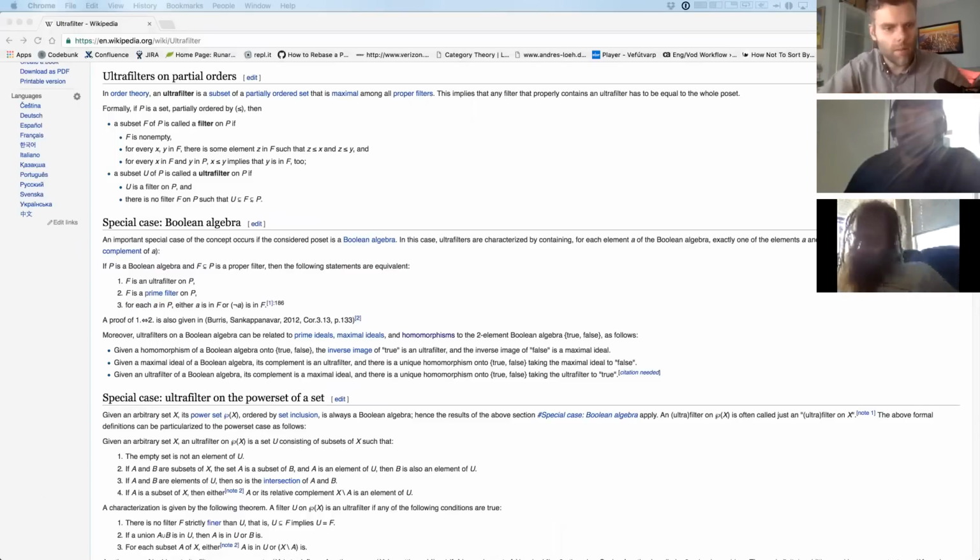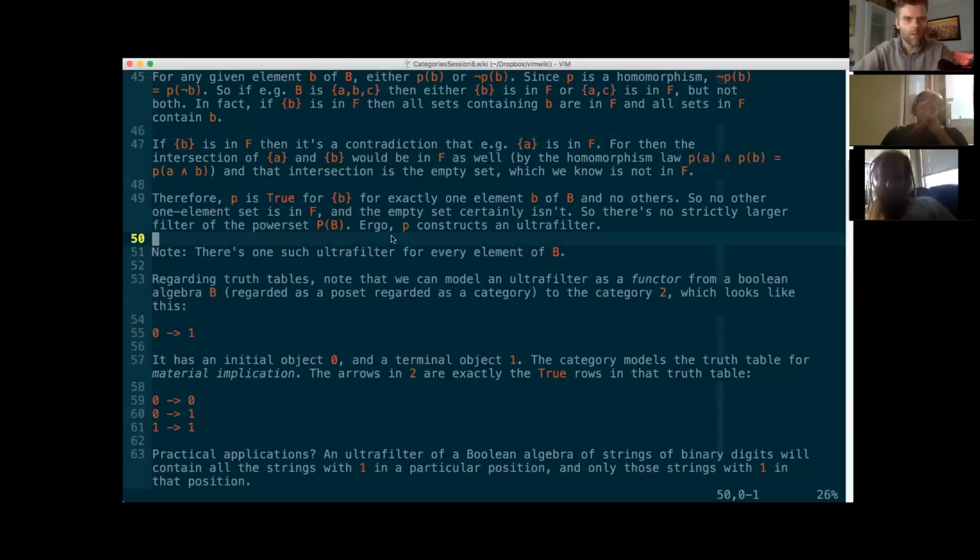So then what was after alter filters? Oh yeah, so he talks about truth tables. So an alter filter actually being related to truth tables. I'm going to share that again. So yeah, we can note that we can model an alter filter as a functor from a Boolean algebra to the category 2.